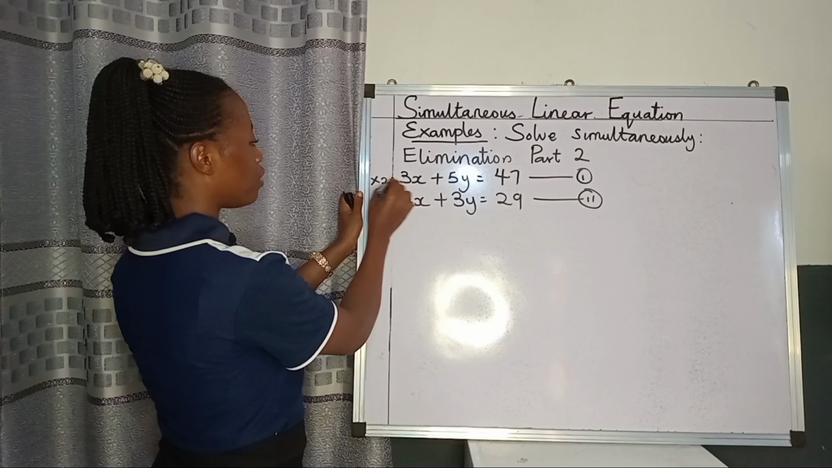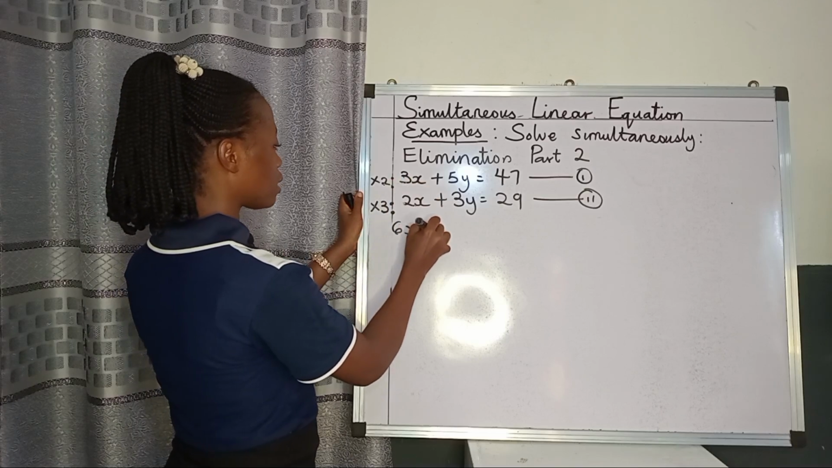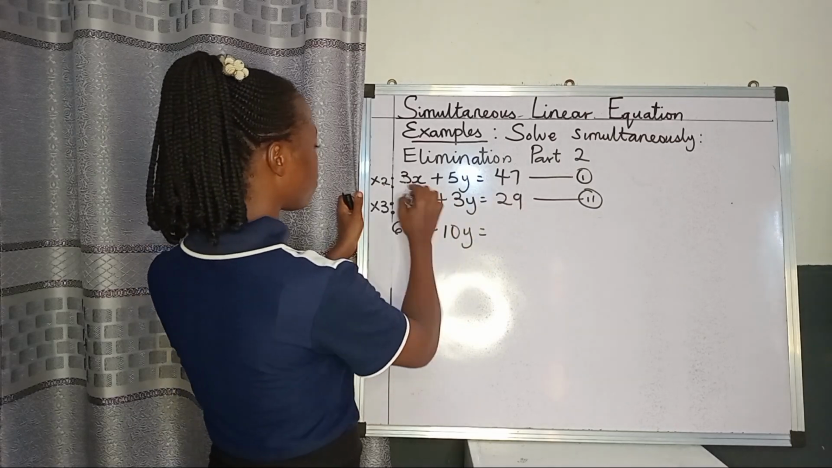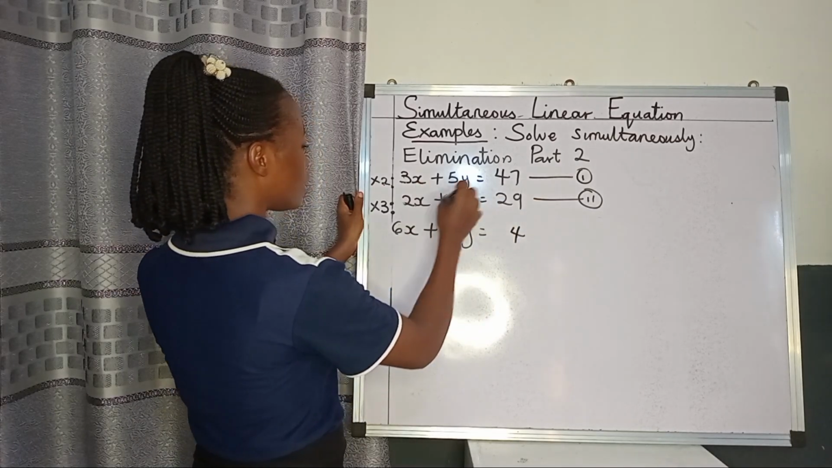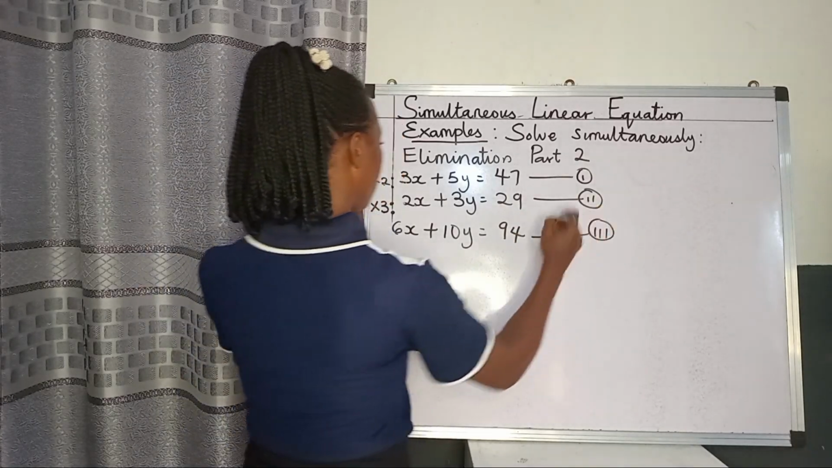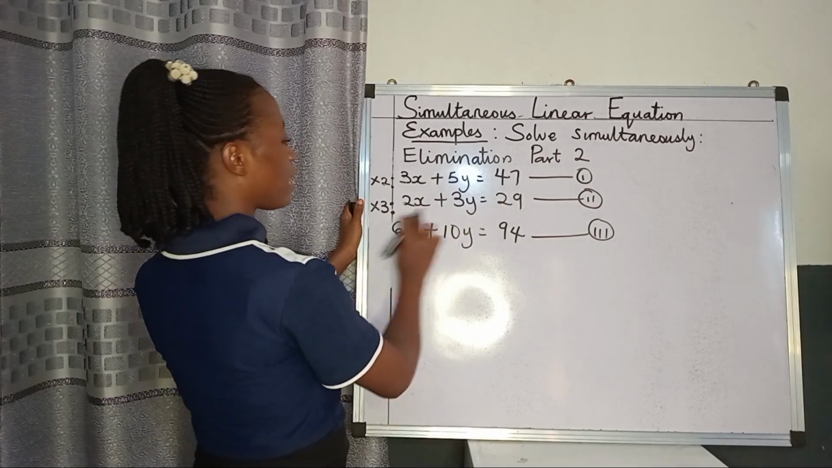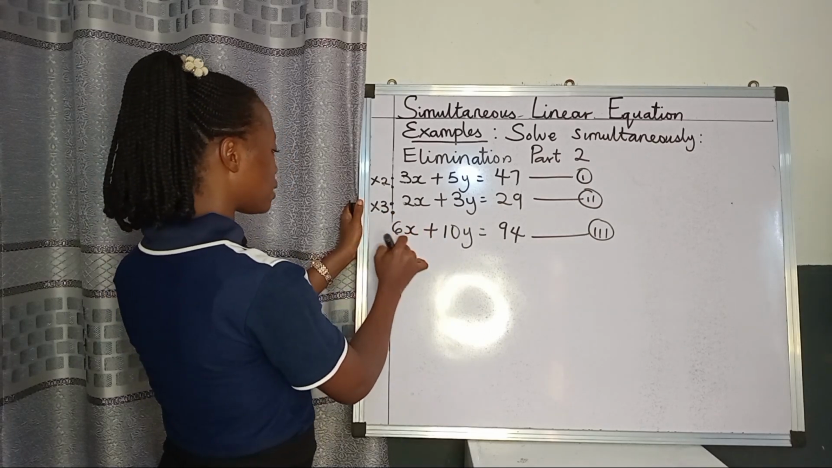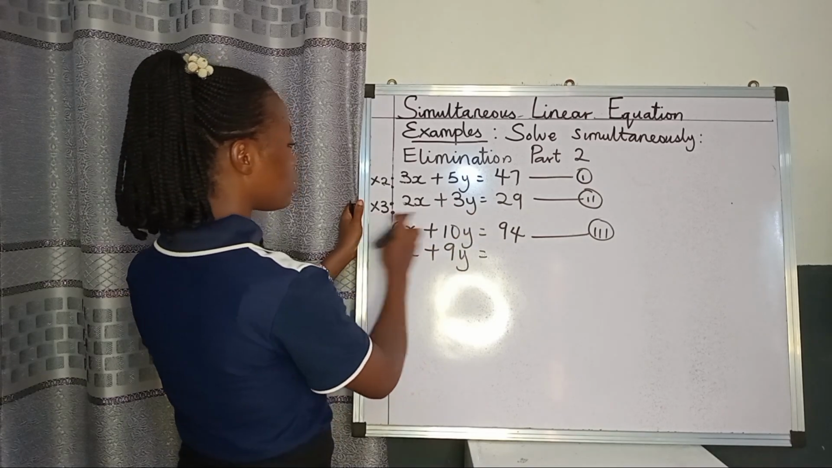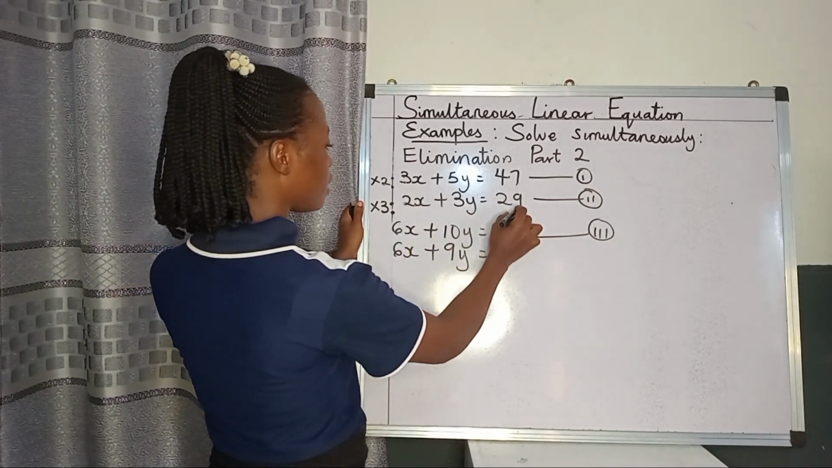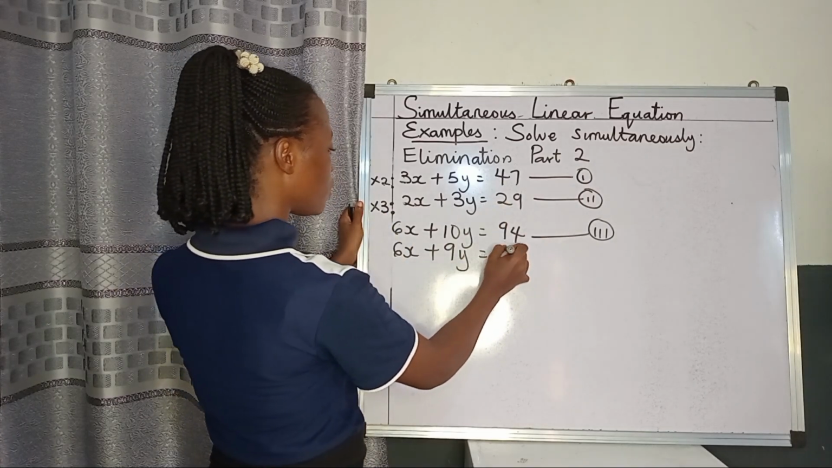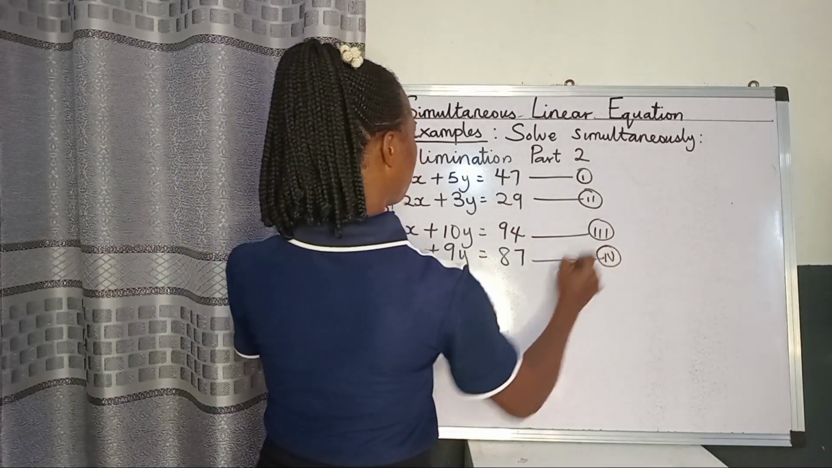Now we are going to have 2 times 3x is 6x, plus 2 times 5y is 10y, equals 2 times 47: 2 times 7 is 14, 2 times 4 is 8, plus 1 is 9, so 94. You call this equation 3. Moving on, I'm using 3 to multiply equation 2. So 3 times 2x is 6x, 3 times 3y is 9y, and 3 times 29: 3 times 9 is 27, take 2, 3 times 2 is 6, 6 plus 2 is 8, so 87. You call this equation 4, all right?